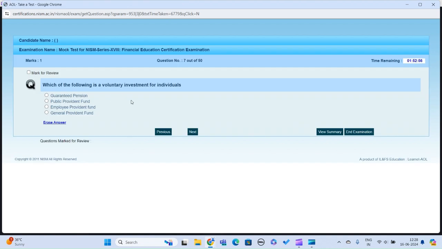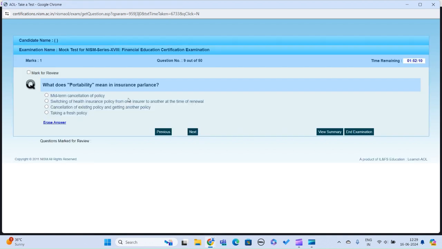Next one: which of the following is a voluntary investment for an individual, with guaranteed pension? Public provident fund is the voluntary one, not the employee provident fund or the general provident fund. There is employee provident fund and public provident fund. There is nothing like a general provident fund. So ideally, it should be public provident fund. Cumulative bonus, for the insurance company, is the bonus on the sum insured for not making a claim. Bonus happens when you don't claim in the insurance, so the cumulative bonus is related to that. So I would ideally go for 3.